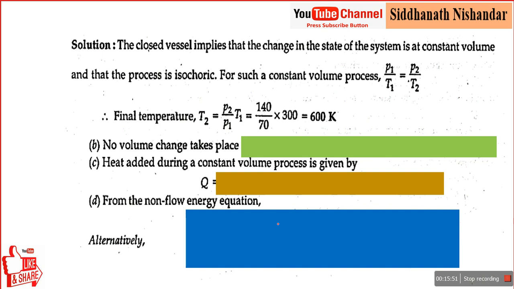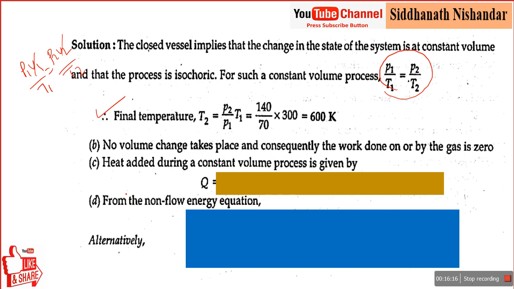By using the general gas equation for this isochoric process: P1 V1 upon T1 is equal to P2 V2 upon T2. Constant volume cancels, and we get the relation P1 upon T1 is equal to P2 upon T2. Find T2; all the values are given. So we get the final temperature. Then they ask for work done. The volume is constant, so work done is 0.